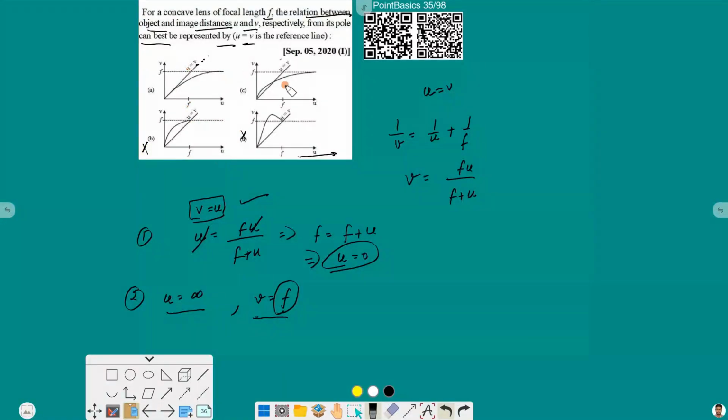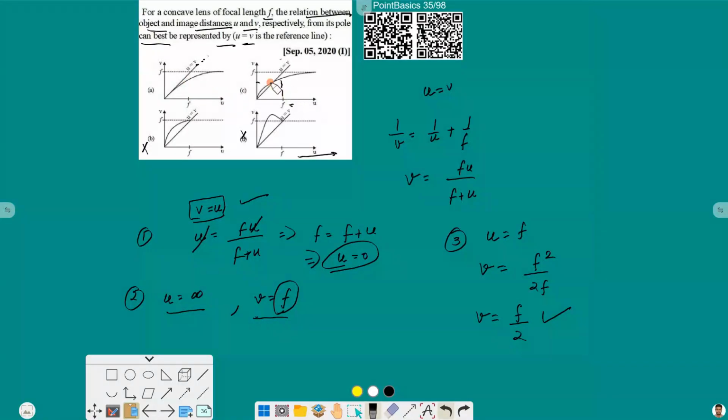Now let us take a third point where u is equal to f. Then we will have v is equal to f square by 2f, and that will give us f by 2. If we apply this criteria here, in option C we can assume that if u is equal to f, then v might be f by 2. Similarly in option A also, the same condition holds.